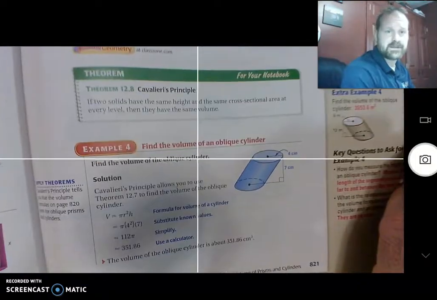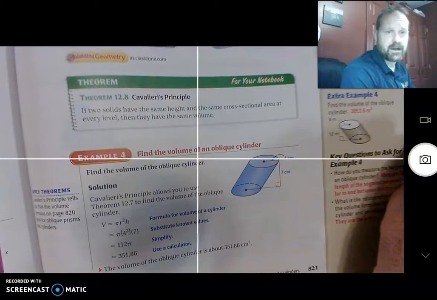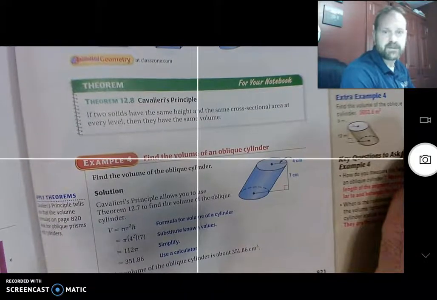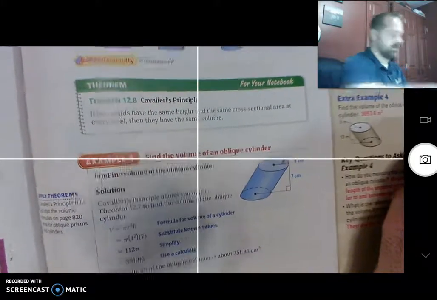Okay, so there's the next theorem, Cavalieri's principle. It's kind of nice. I'm probably not going to find any problems with it, but it only works for volume. Don't try it for surface area.